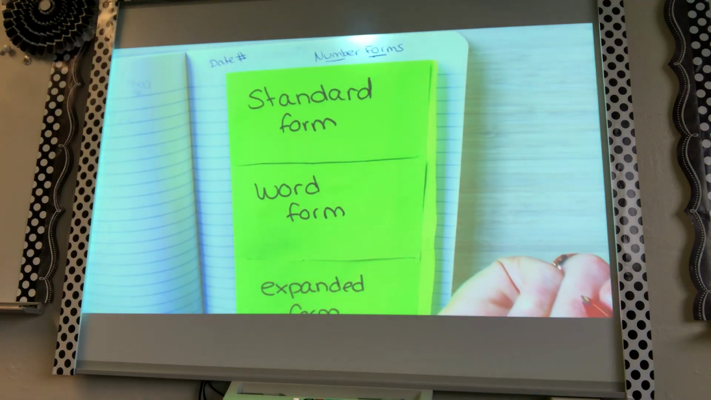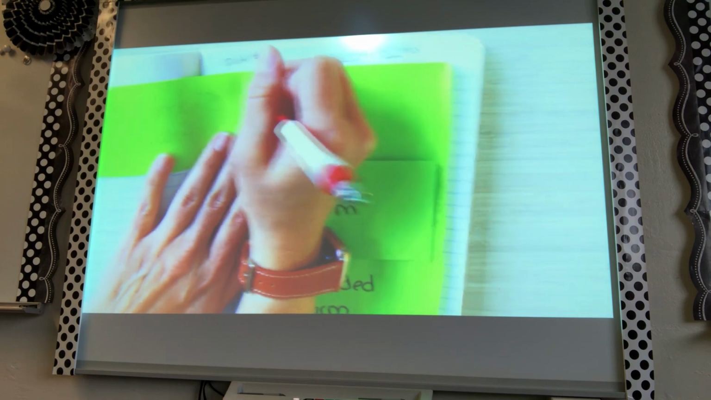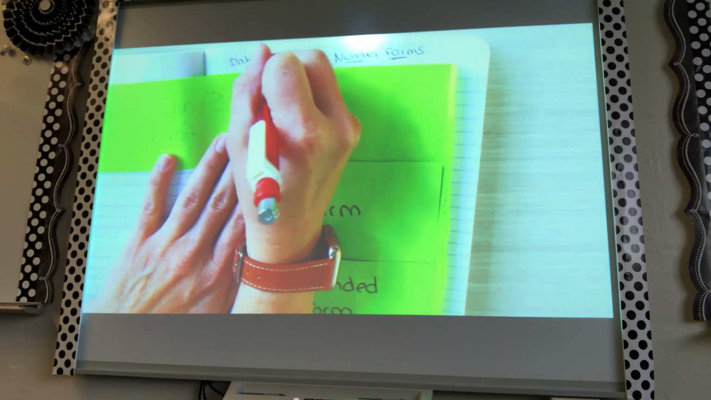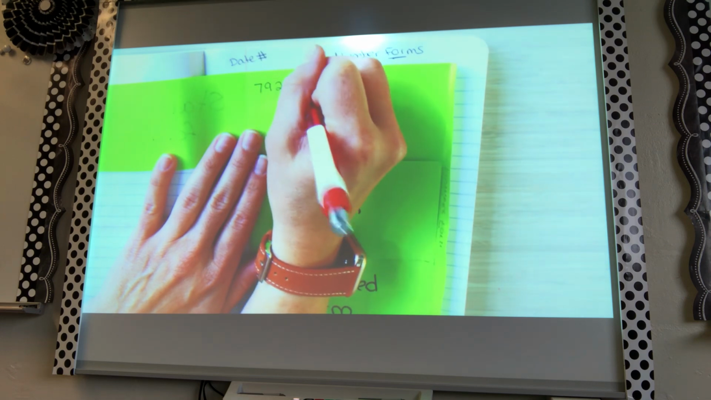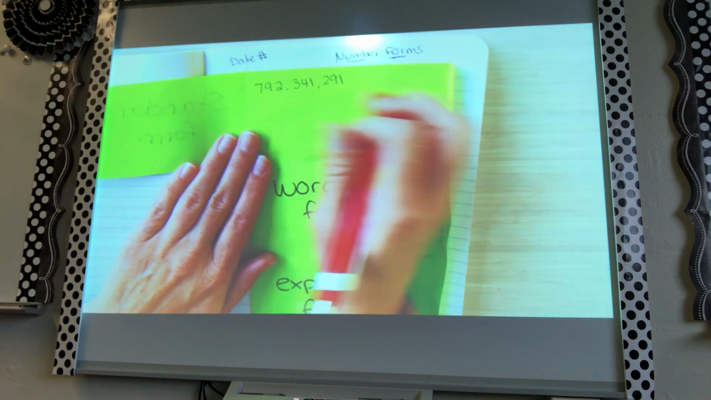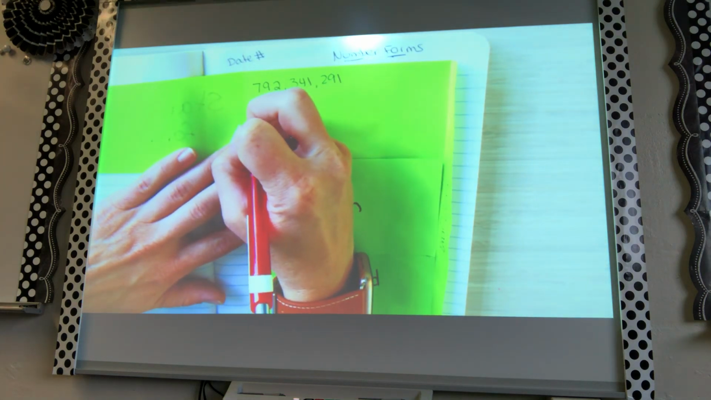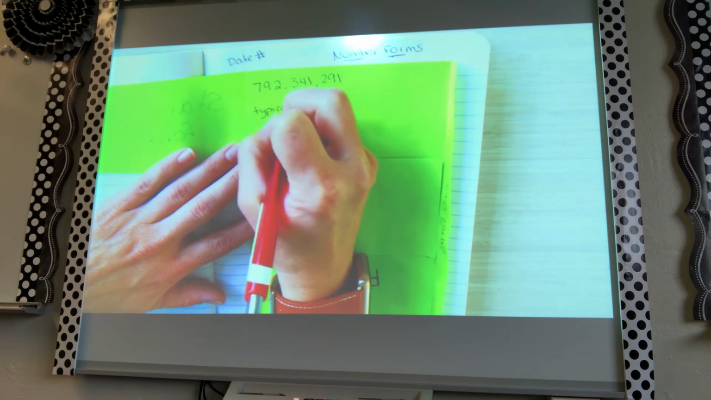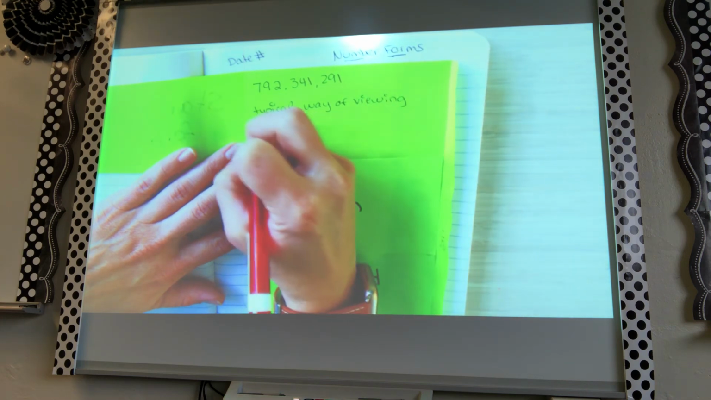Standard form is the typical way that we usually see our numbers. So standard form would be like the value, let's say 792,341,291, let's try that. So standard form is just the way that it represents with digits. So the digits in each place value line up, and that's standard form. So standard form is the typical way of viewing numbers.